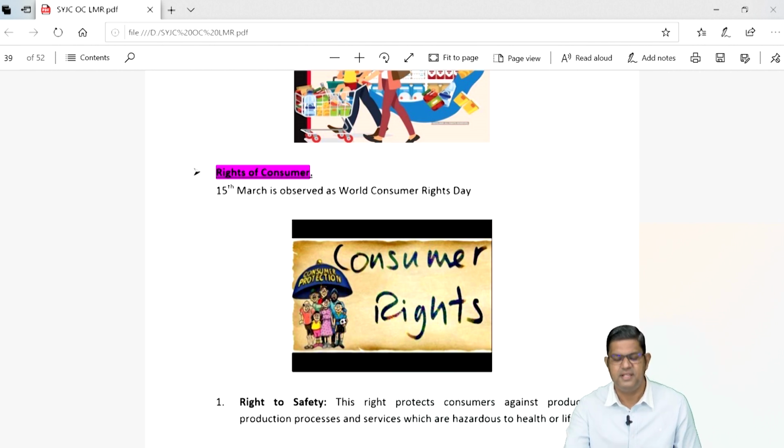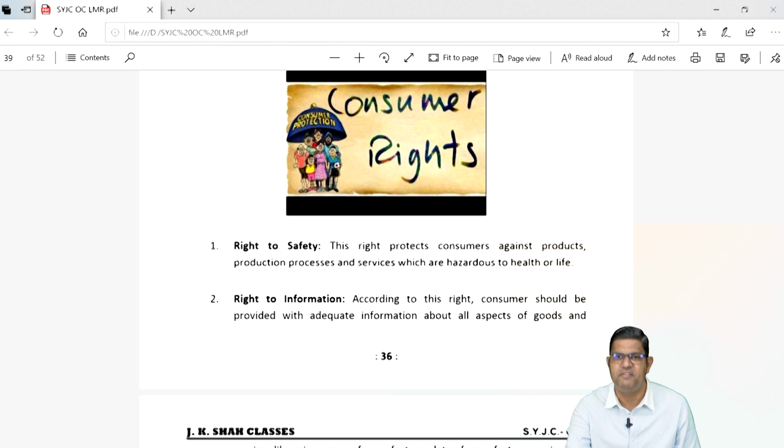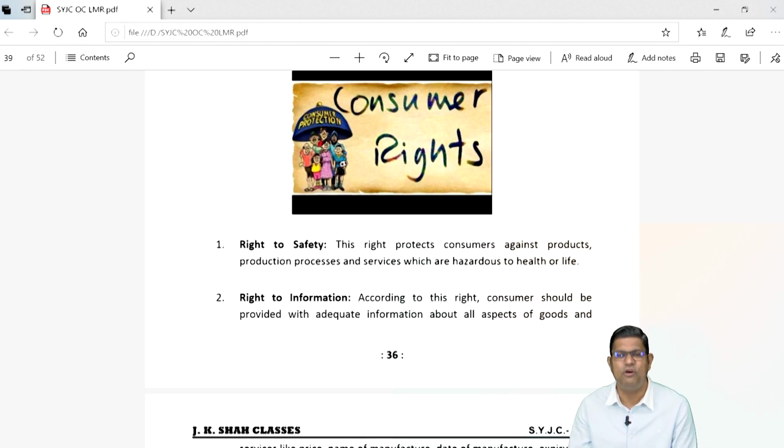The first one is called the right to safety. That means it is the right of the consumer that whatever goods are being sold to them are safe. They are not hazardous to them. They will not cause any problem to the life of a consumer. Okay, cigarettes, liquor, all these things are dangerous for the life of the consumers. So it is the consumer's right to get safety against these.